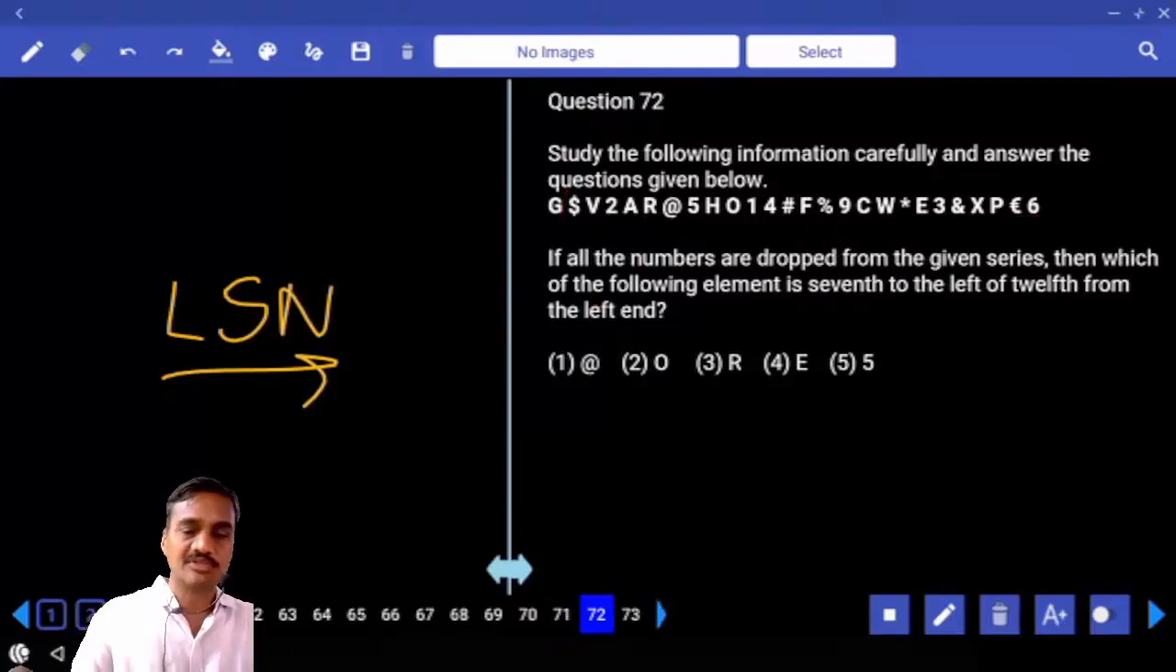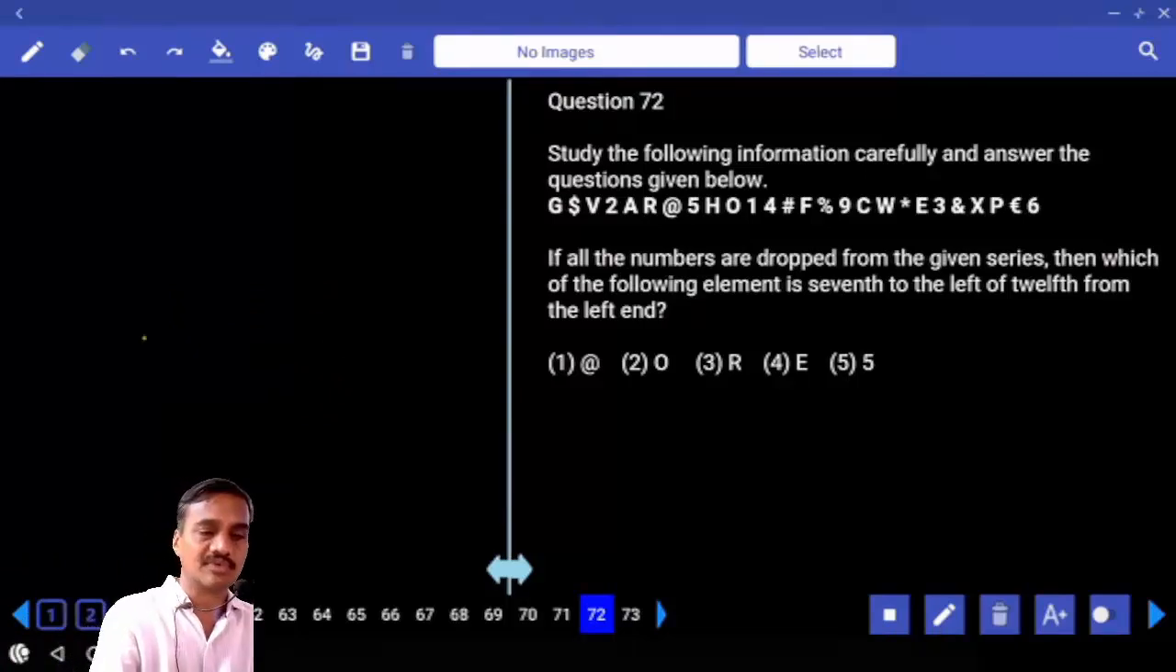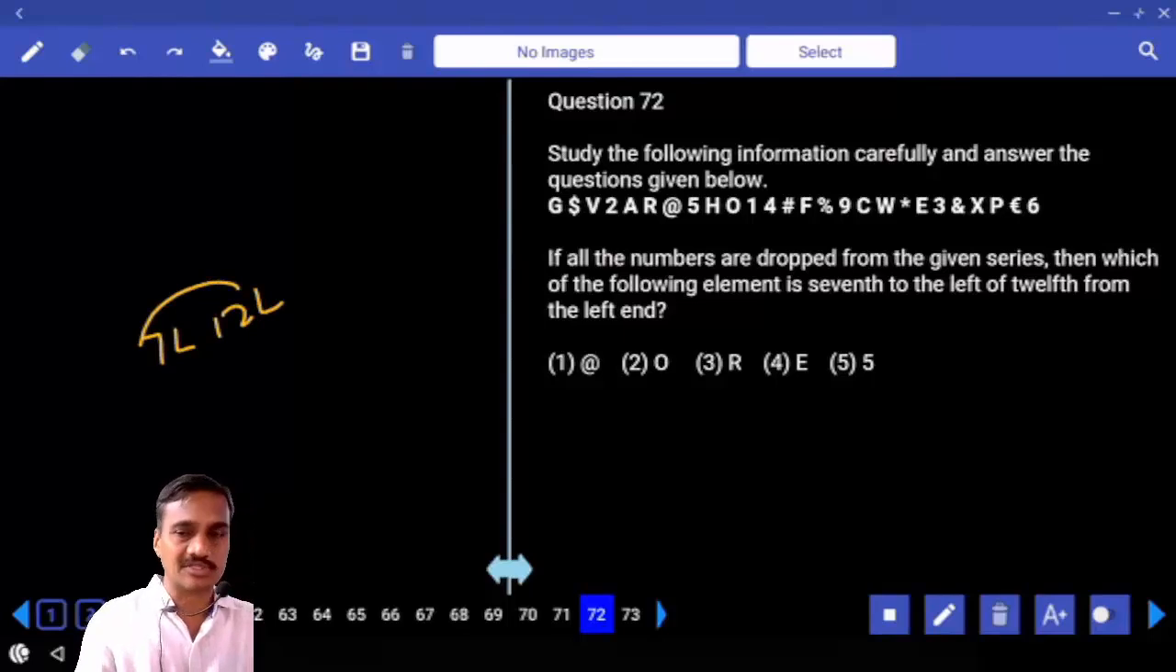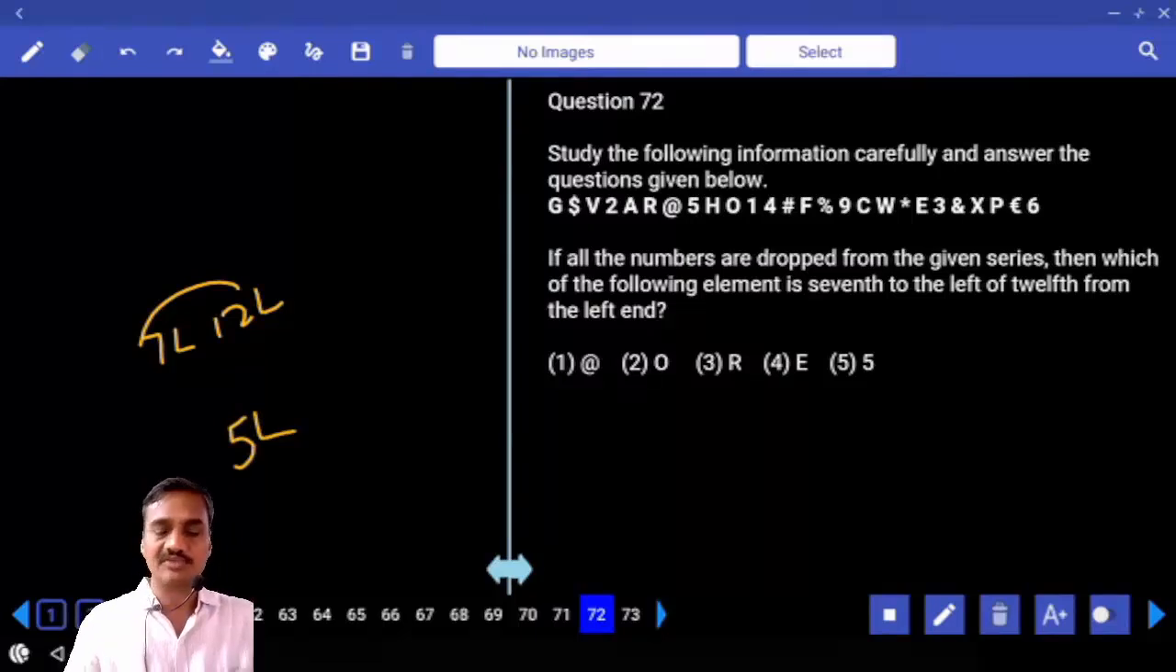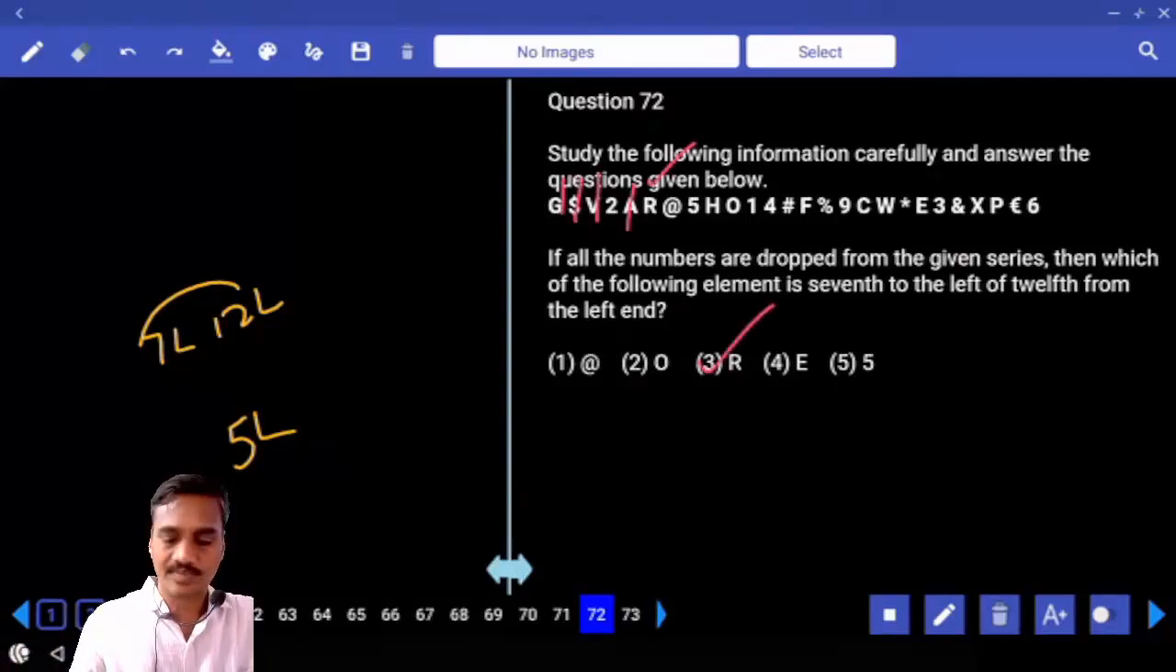And if all the numbers are dropped from the above arrangement, which of the following elements is 7th to the left of 12th from the left? 7th left and 12th left. That means left and left means subtraction. 12 minus 7, 5th from the left. Now if all the numbers are dropped, then the 5th from the left-hand side without the numbers: 1, 2, 3, 4, 5. What is your answer? R, that is choice 3, question number 72.